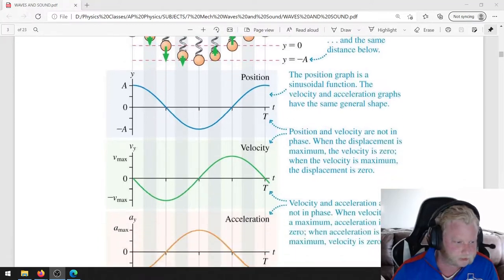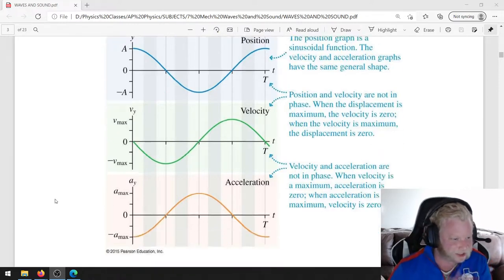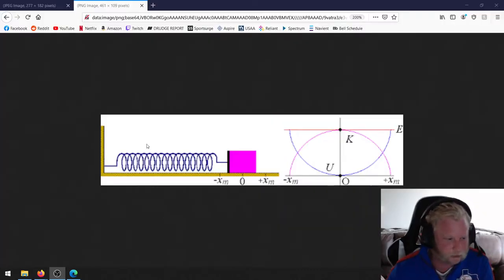But let's take a look at what energy looks like on a graph for a simple harmonic motion. Now, here we have the same scenario, just viewed from the side, right? You've got your mass that's bobbing on the spring between some negative amplitude and some positive amplitude. Now, in the pink, we've got kinetic energy. In the blue, we've got potential. And in the red, we've got total mechanical energy, right? The sum of your potential and kinetic.